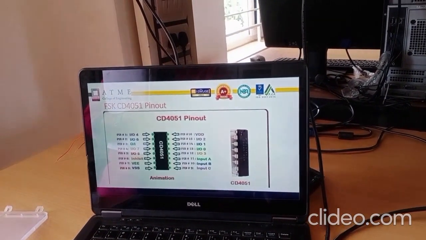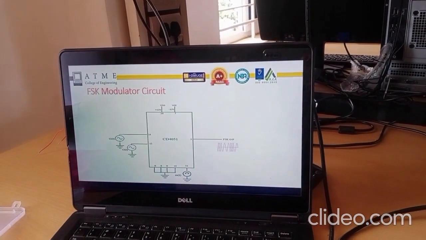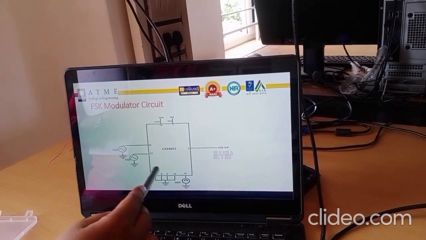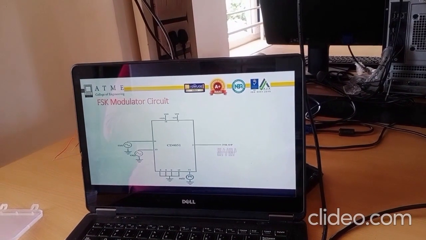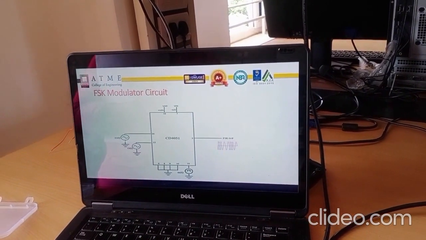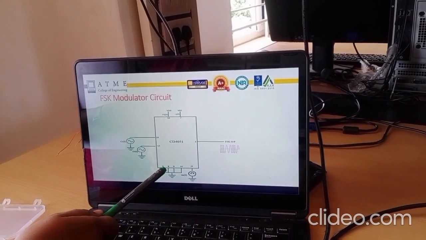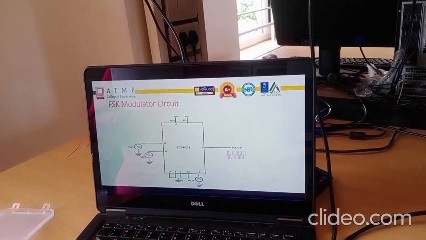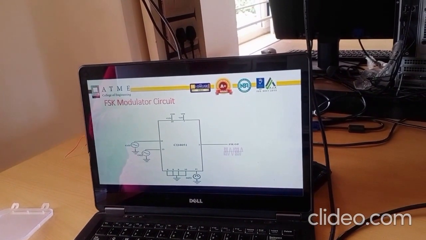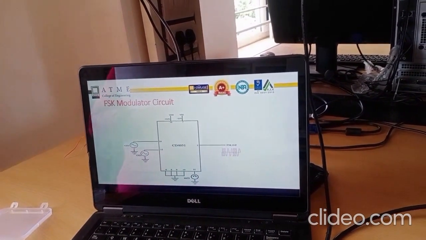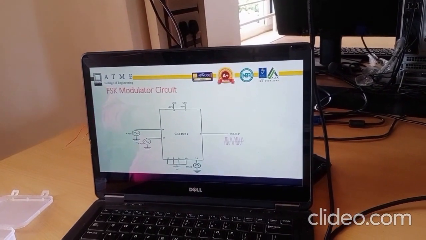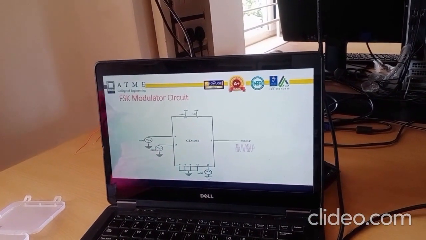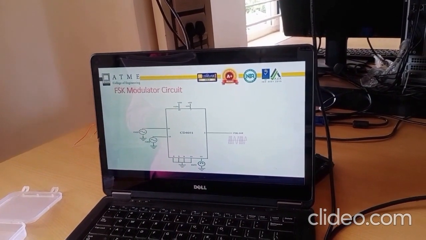These are the IC details. This is the FSK modulator circuit which we are using in the lab, wherein this CD4051 acts as a demultiplexer and multiplexer, based on what we give at pin number 6. If pin number 6 is given to ground, the whole IC is used as a multiplexer. If pin number 6 is given to VCC, the IC will be used as a demodulator.